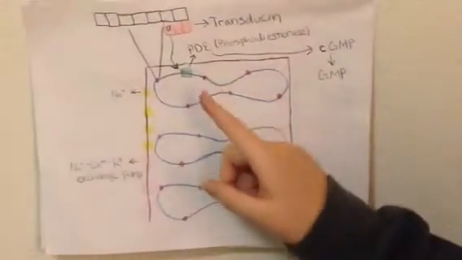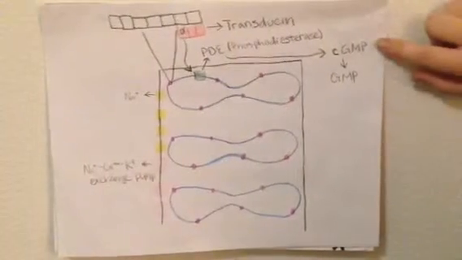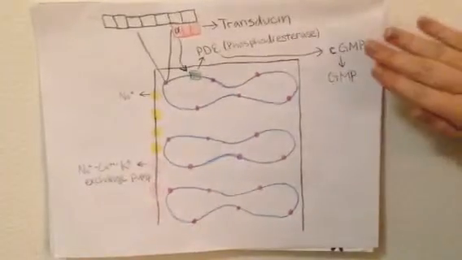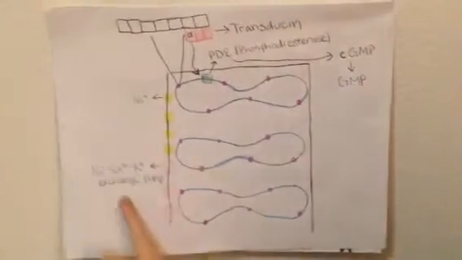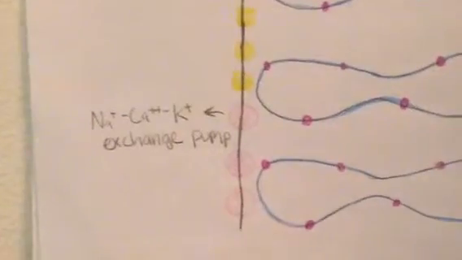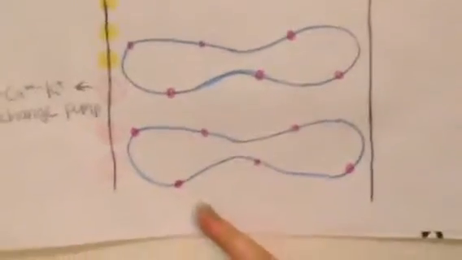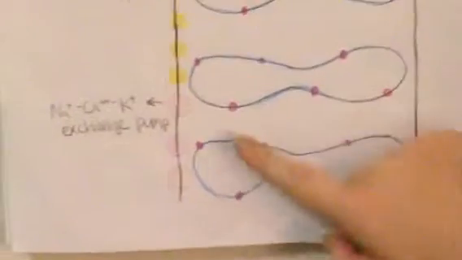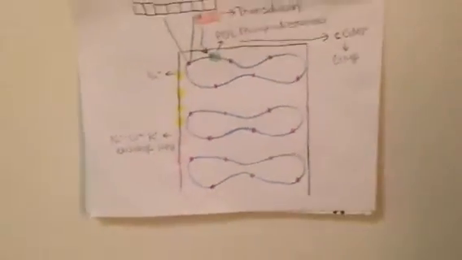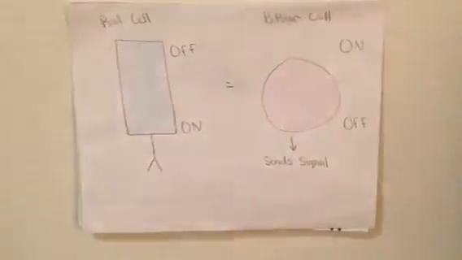So, if the PDE is decreasing the amount of cGMP and increasing the amount of GMP, the sodium channels will close. Also, the sodium, calcium, potassium exchange pump, shown in the pink right here, pumps sodium out of the cell and potassium in. With the sodium channels turning off and the sodium, calcium, potassium exchange pump on, this leads to the hyperpolarization of the cell. When the rod cell is hyperpolarized, it turns off.